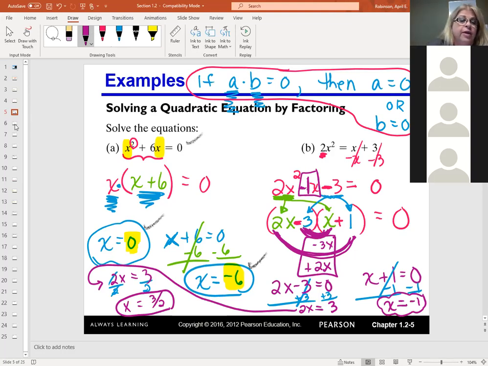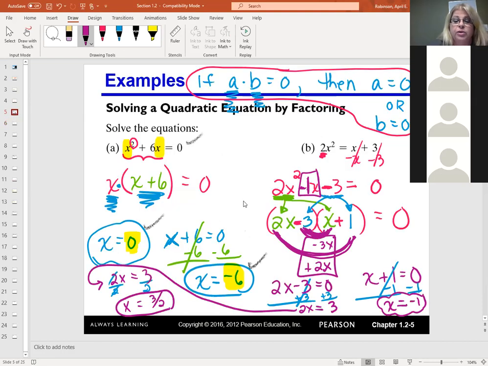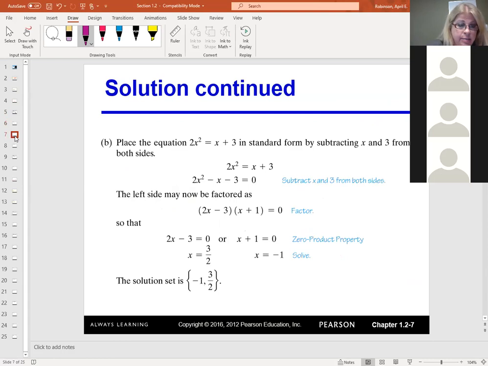So that's factoring. I went ahead and left this slide in here. This is actually Pearson's PowerPoint. I made room back here so I could work it my way with lots of color. And then here's theirs, which is pretty much all in the same color, black with a little blue in there. But you can read through that later. It's the exact same thing that I did, both parts A and B.